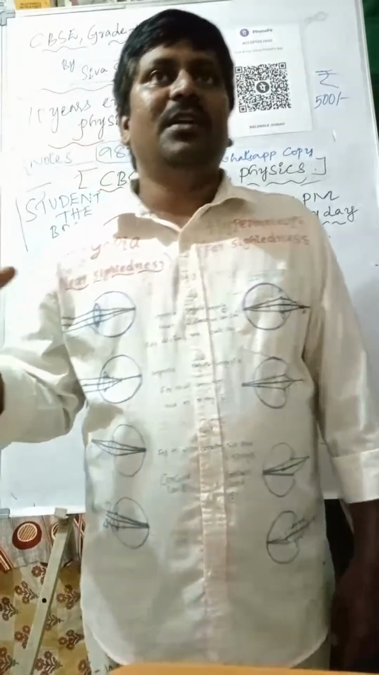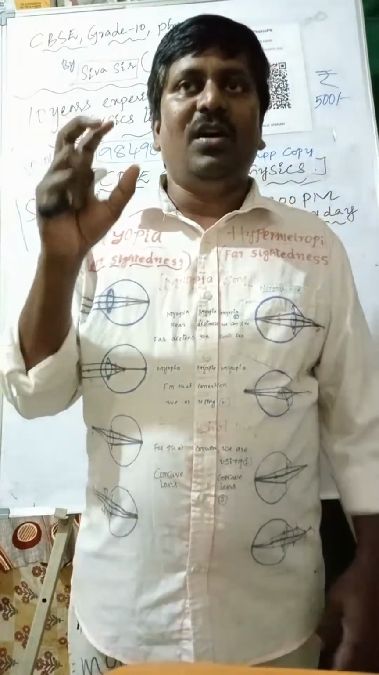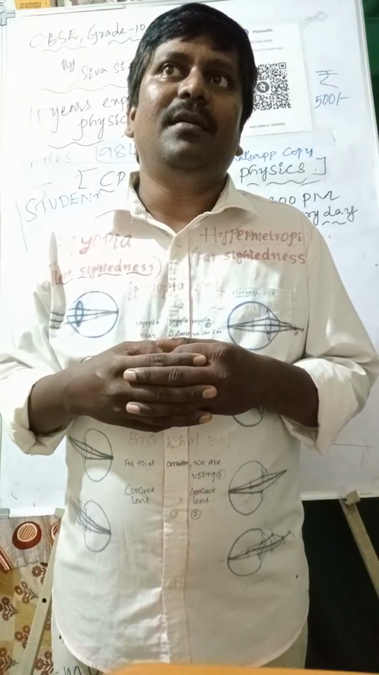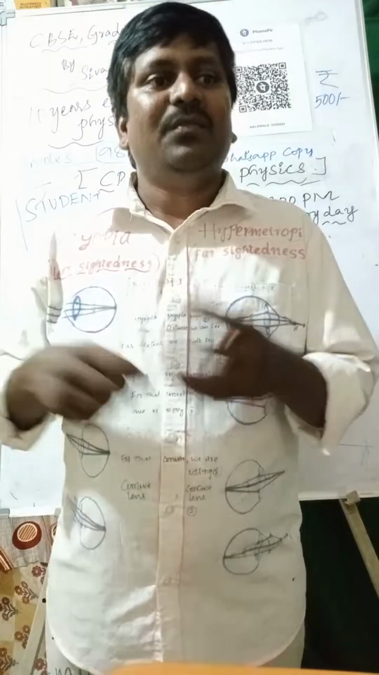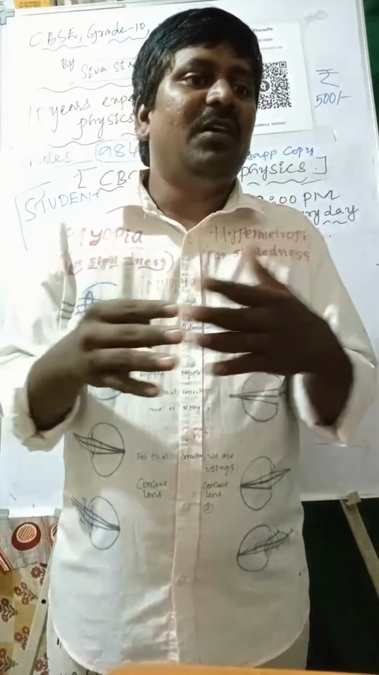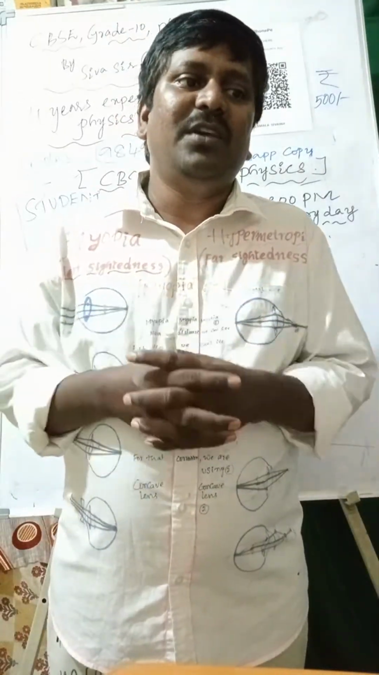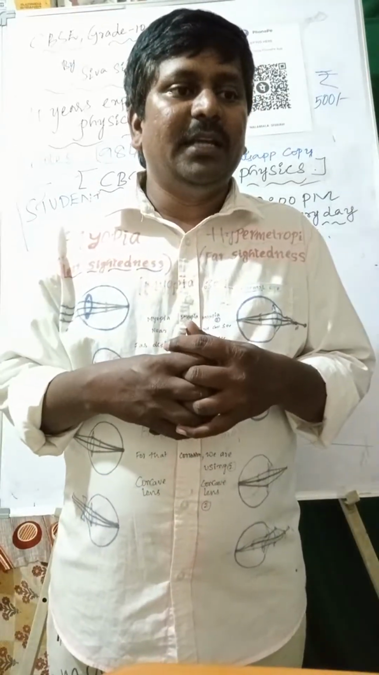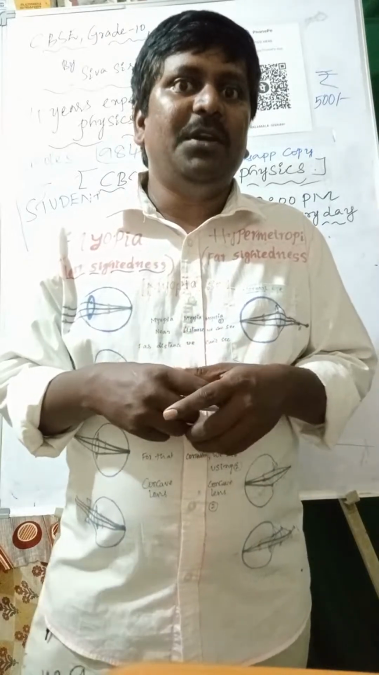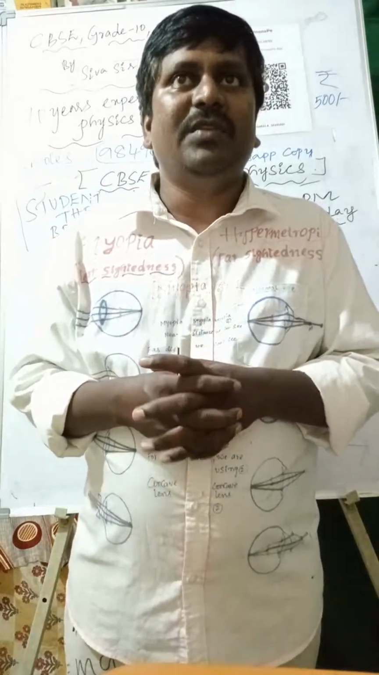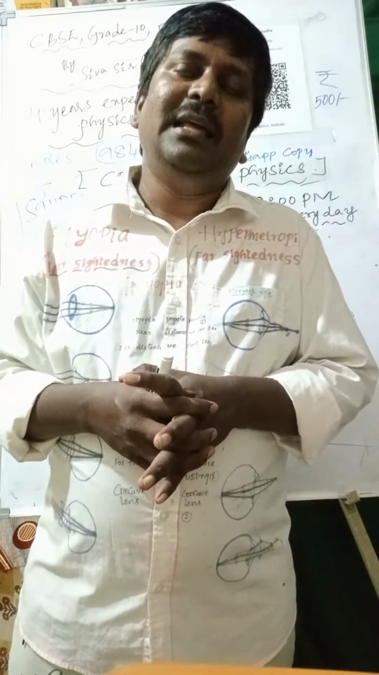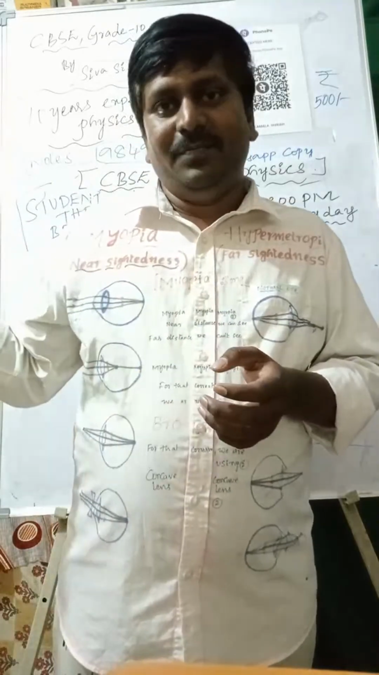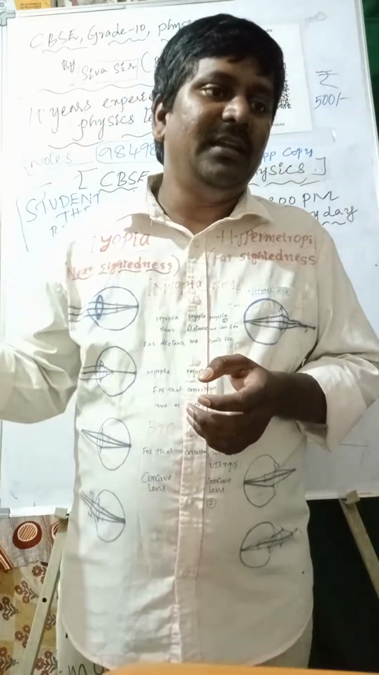And here you can observe a few more points. What are the causes of myopia? Excessive curvature of the eye lens. The focal length is less because the image will form in front of the retina. Coming to the next one, the cause of hypermetropia is that the eye lens becomes too small and the focal length increases. That's why the image forms beyond the retina.